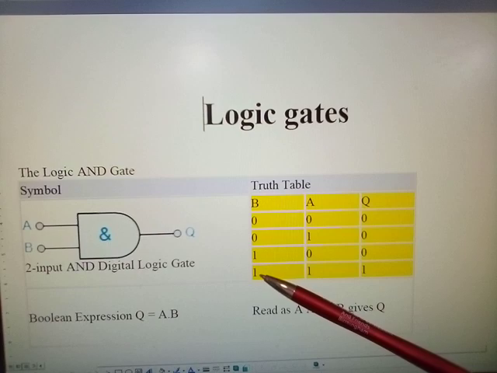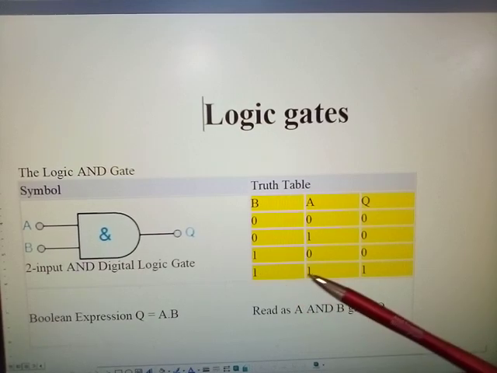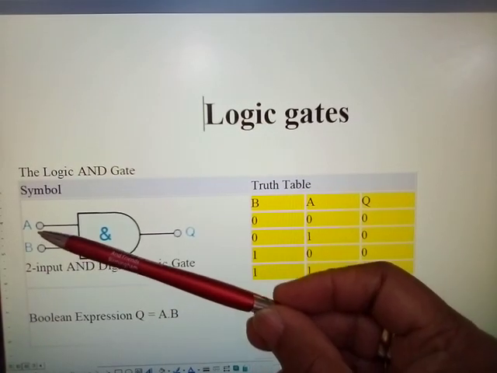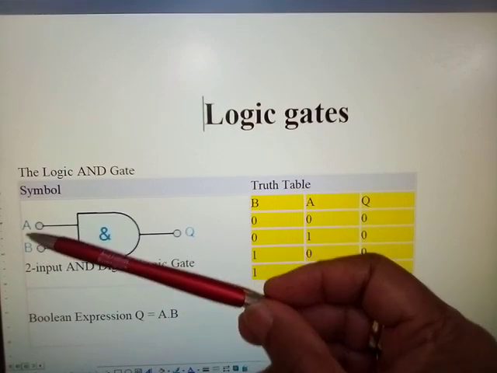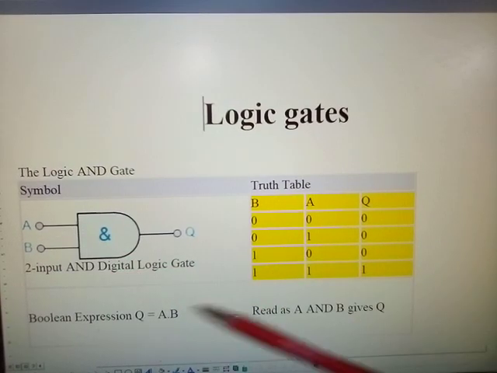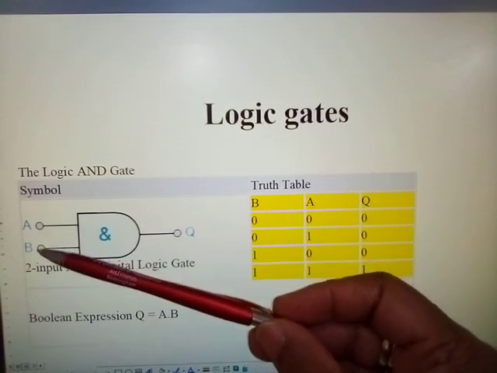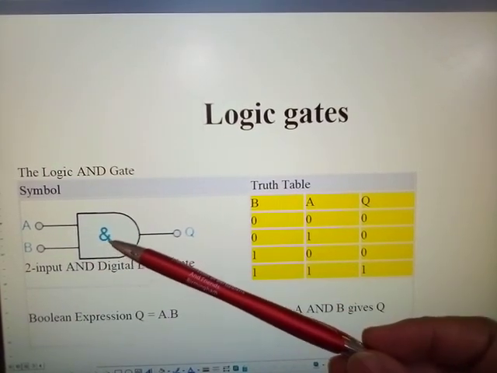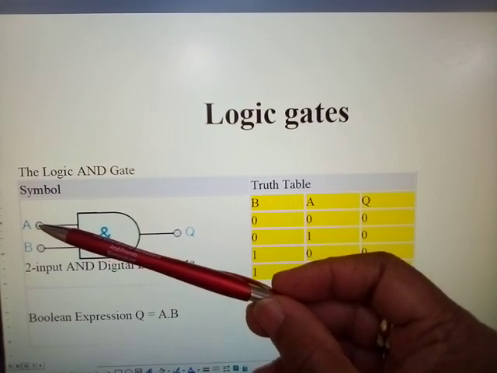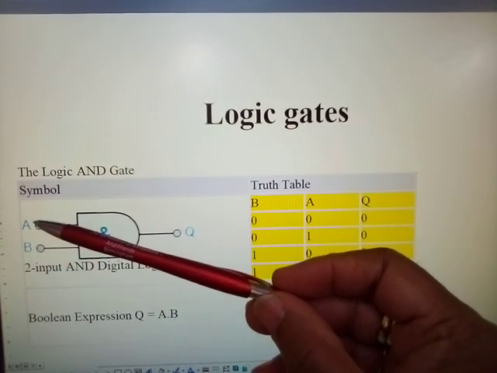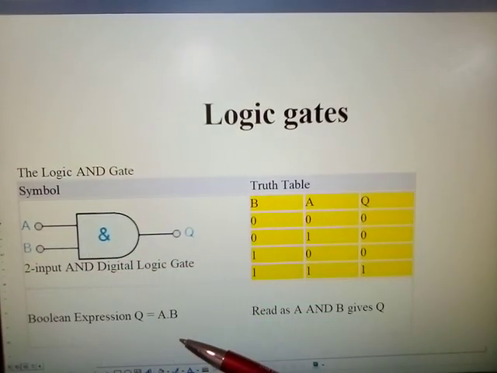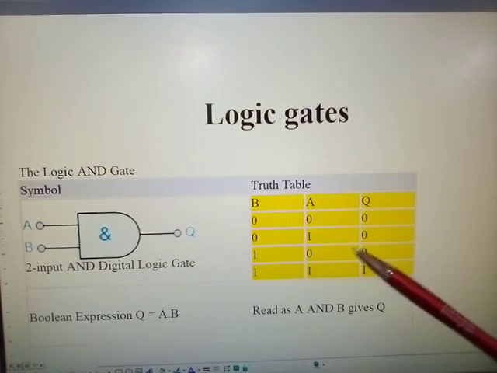Now we have applied 1 to B and 1 to A. So here and here we have now a logic state of 1. That gives us a logic output 1. That means that to get any output from this AND gate, both logic inputs must be at logic 1. Okay.